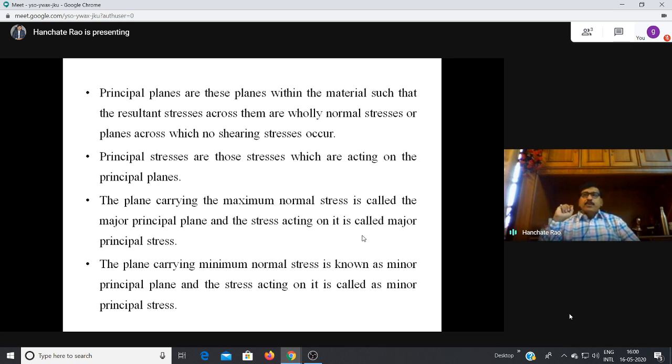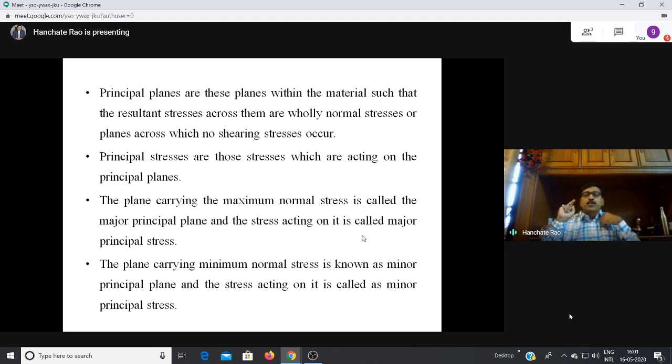Now, if you consider a two-dimensional situation, most of the occasions we reduce the problem to a two-dimensional situation. If you consider a two-dimensional situation, we have only two principal planes. One is a major principal plane, and automatically the second one is a minor principal plane.